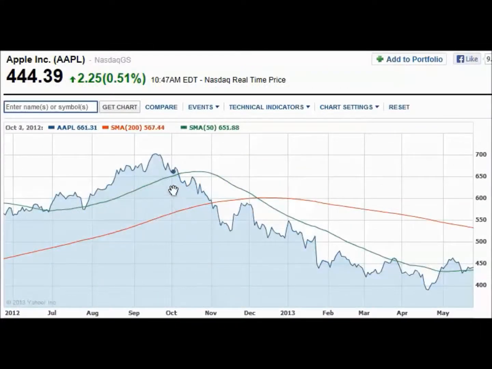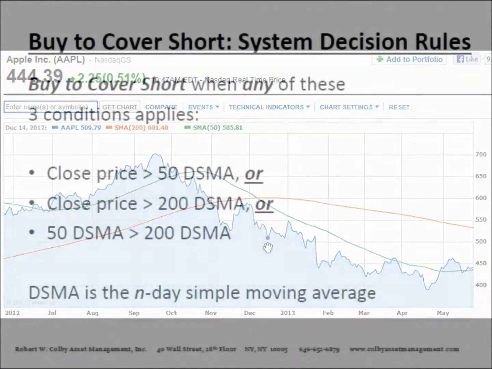So Apple's price continues to deteriorate, and look what happens. The 50-day, the green line, crosses down through the red line, that's the 200-day, and price is now less than both of those. So now we have the price is less than the 50-day simple moving average, and the 50 is less than the 200. So that is a sell short signal. If you have a margin account, you can sell short. If you don't have a margin account, there's no inverse ETF for Apple. So you really can't do anything. So just stay out of it if you don't have a margin account.